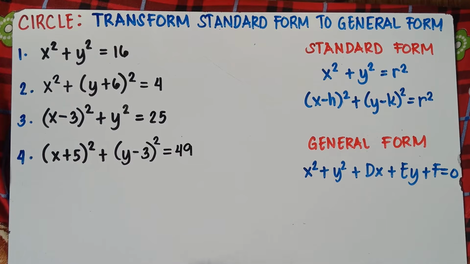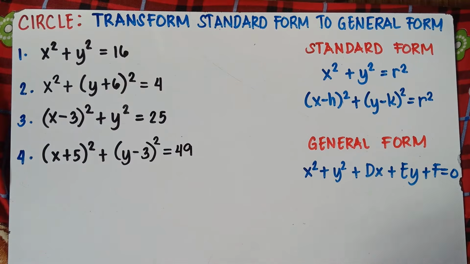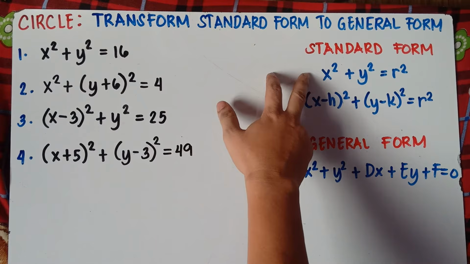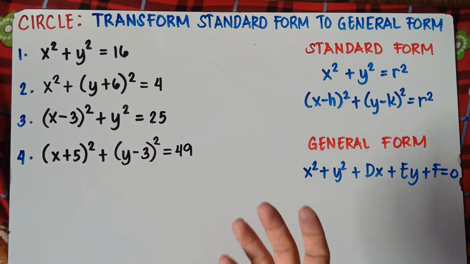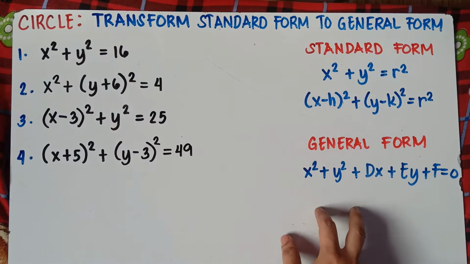So we have x squared plus y squared equals 16. For number 1, class, it would be really easy for us to transform the standard form into general form. Why is that, sir? Because the value of your h and the value of your k is 0, 0. So look at the equation, class. If you have this equation, therefore your h and k is at 0, 0, it would be really easy for you to transform this one into general form.